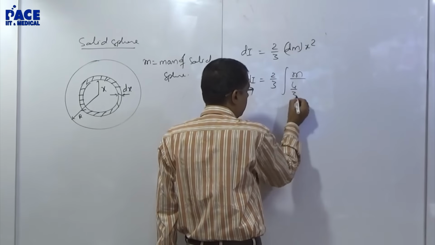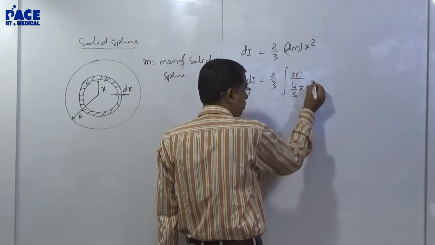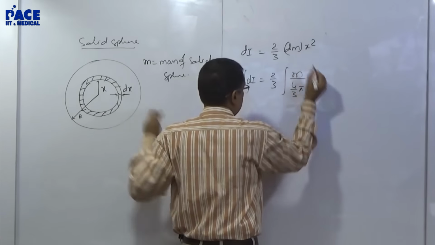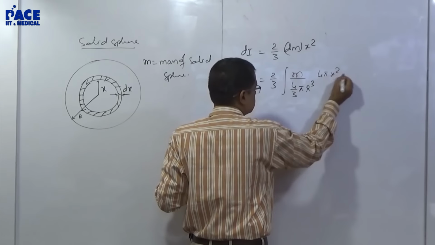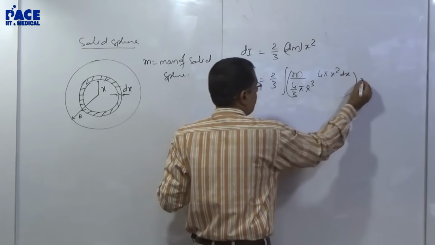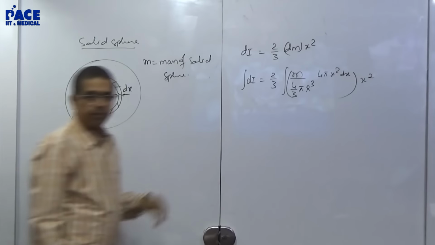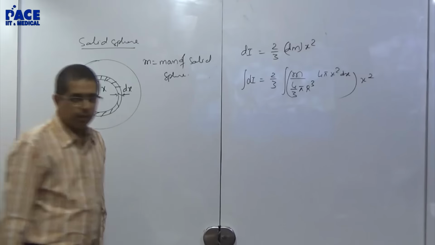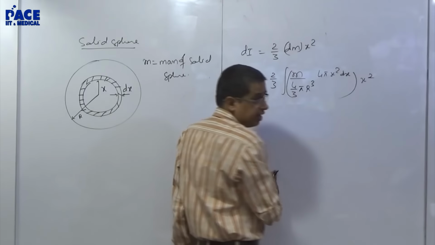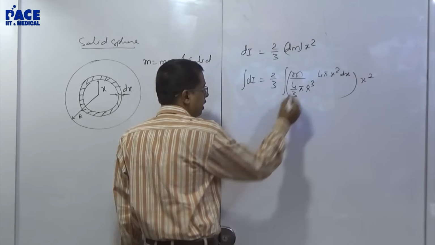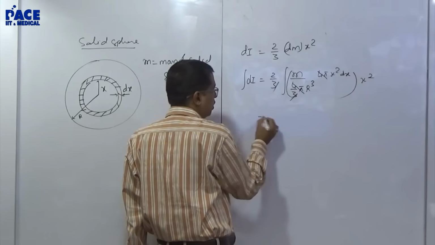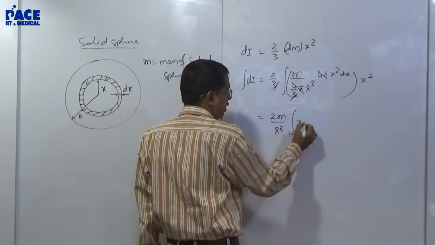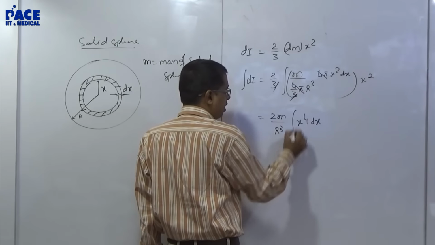Mass per unit volume is m over 4 by 3 pi r cube, into the volume of the shell. Volume of the shell is 4 pi x square dx, since volume of the shell is surface area into thickness. So 4 pi will go, 3 will go, and we get 2m by r cube integral x to the power 4 dx.